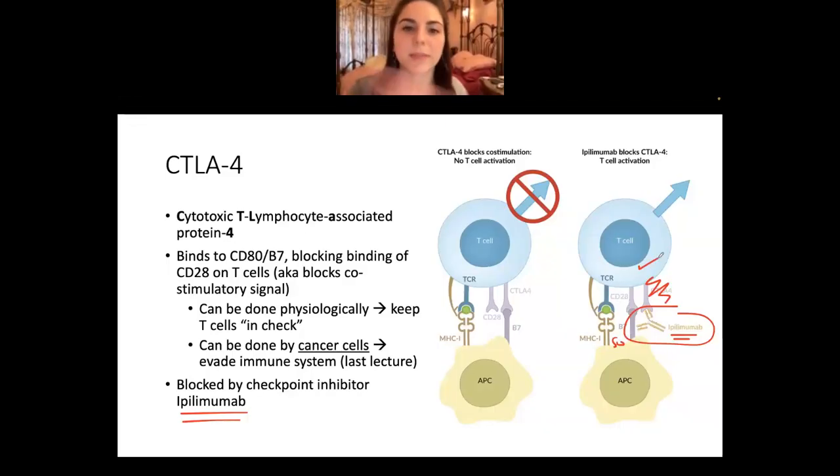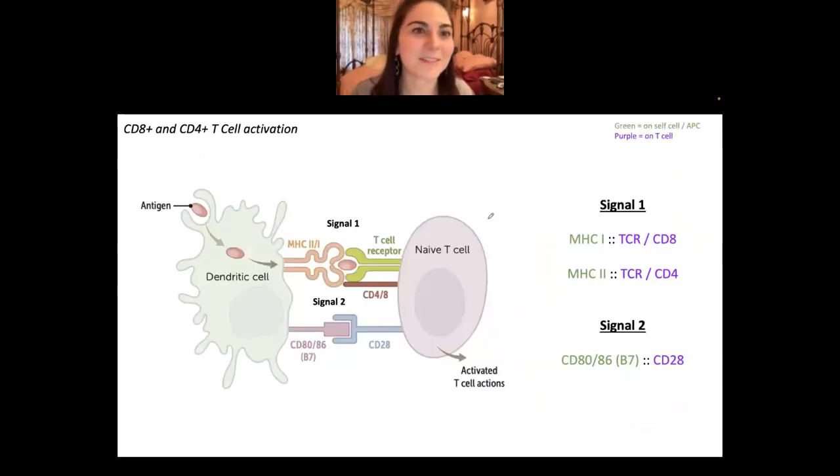So it's like, hey, you're activated, go find the cancer. So that's just a fun way to use drugs to play off of the immune system. It's really fun, I promise.